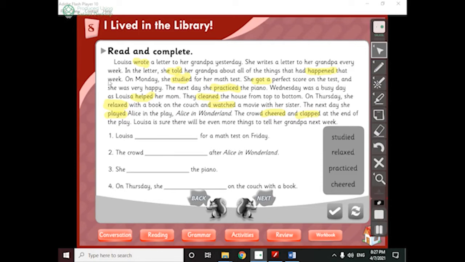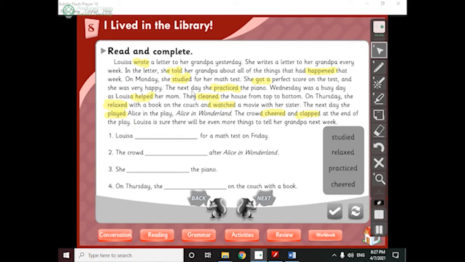Okay, let's continue. On Monday she studied for her math test. Studied is a verb, a regular verb. She got a perfect score on the test. Got means she got an excellent grade. And she was very happy.